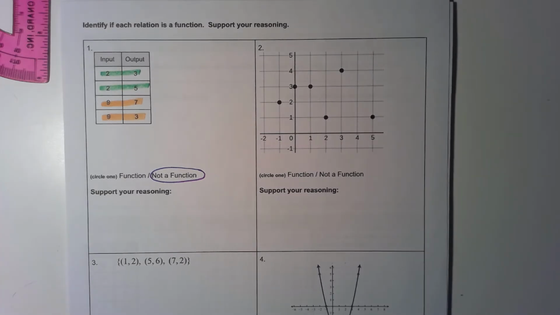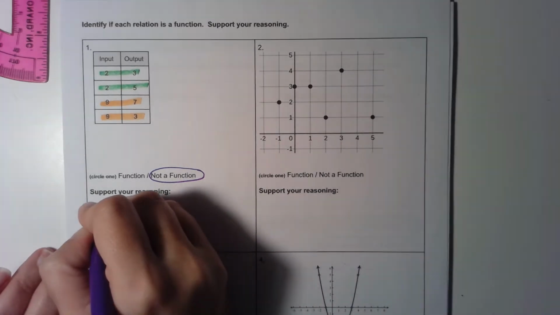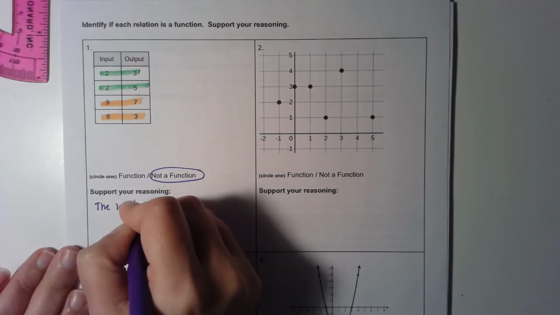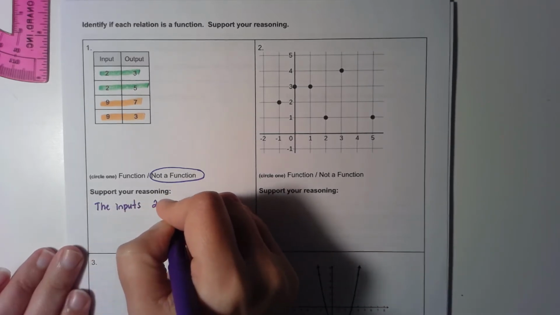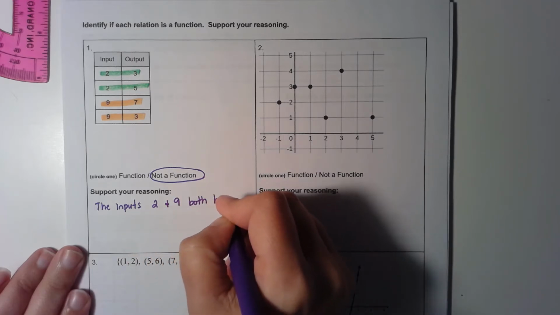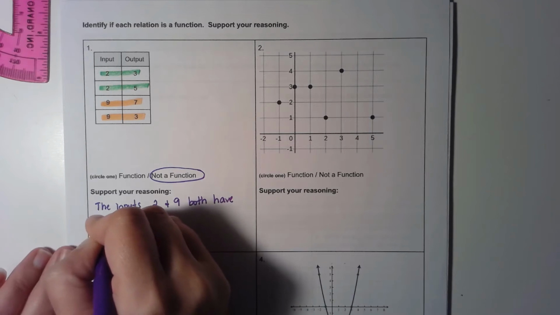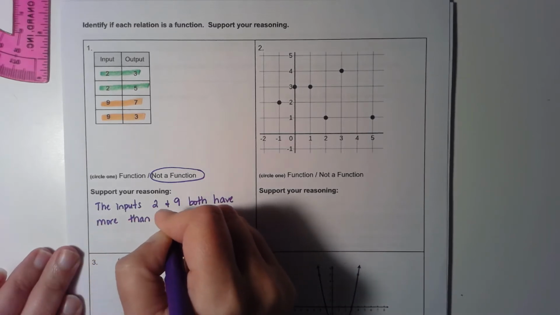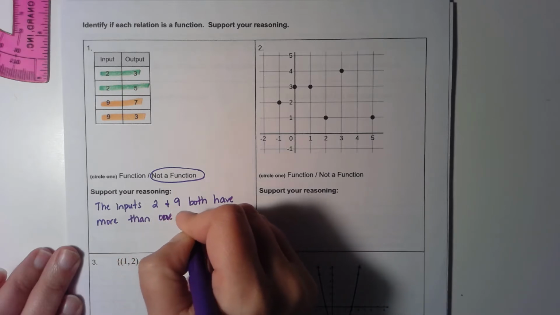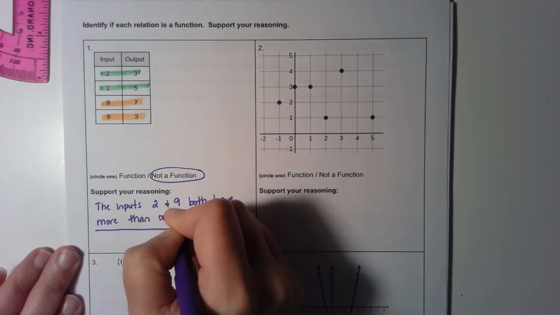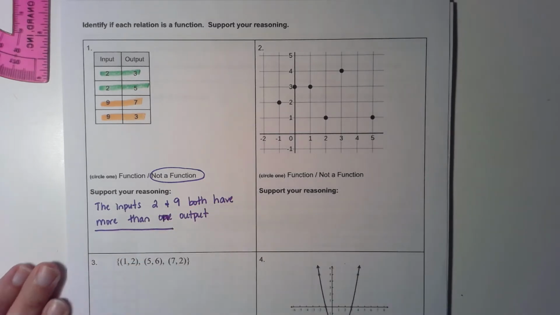To support our reasoning, we would say the input 2 and 9 both have more than 1 output. If you ever have more than 1 output, you're not a function.